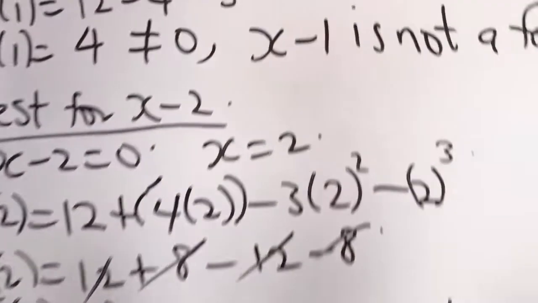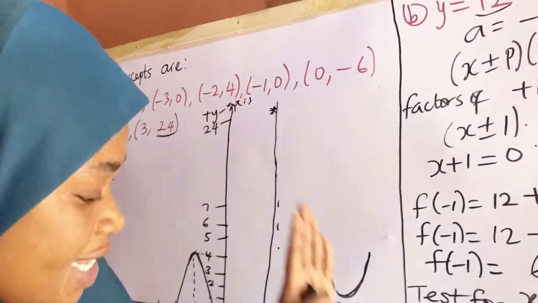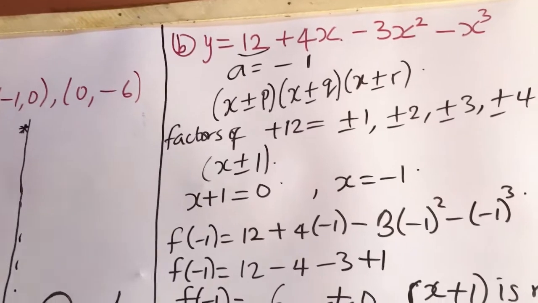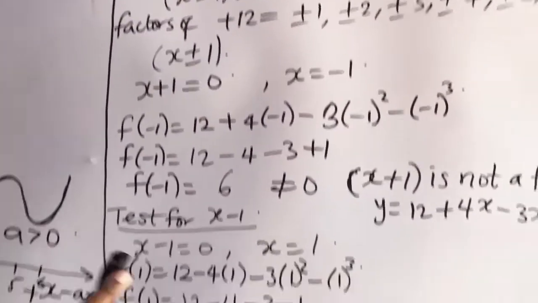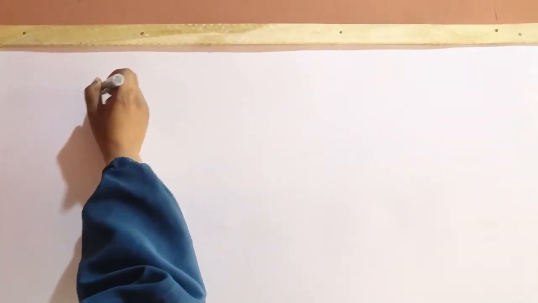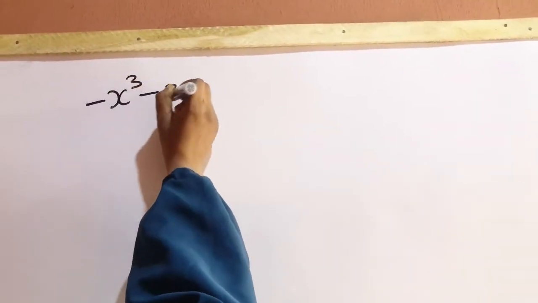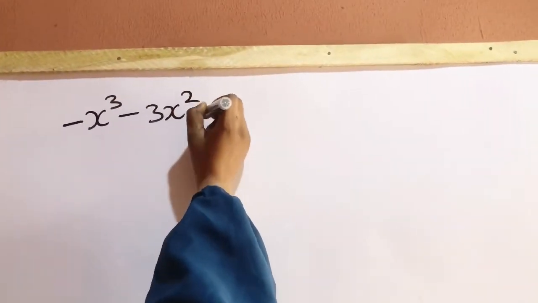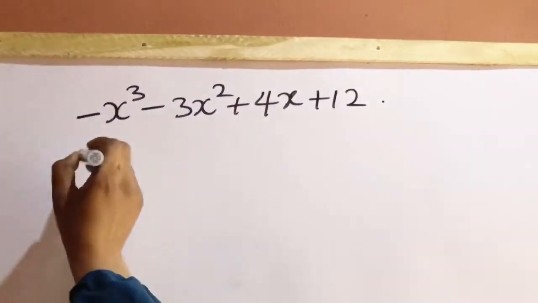Now, the next thing is that we have to use long division to divide 12 plus 4x minus 3x squared minus x cubed by x minus 2. So in order not to confuse you when you are dividing, you have to rewrite the polynomial. So we have minus x cubed minus 3x squared plus 4x plus 12. So let's now divide.